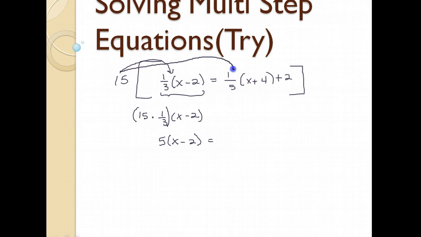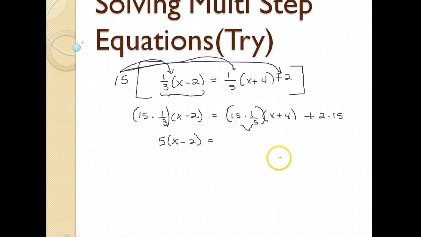And then 15 and this guy, well, this is like saying 15 times 1/5 times x plus 4. And then I also have to do this guy too, because this is separated by a plus: plus 2 times 15. I'm going to associate the first two and do that first, which will give me 3x plus 4. And then 2 times 15 is 30.